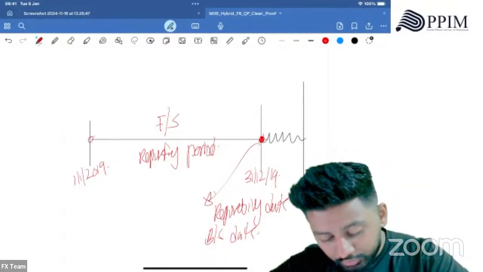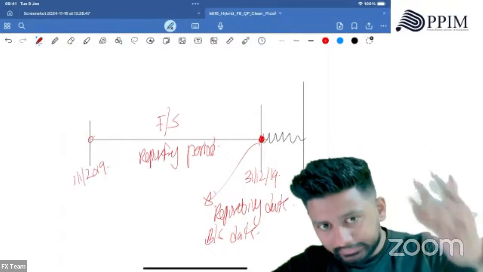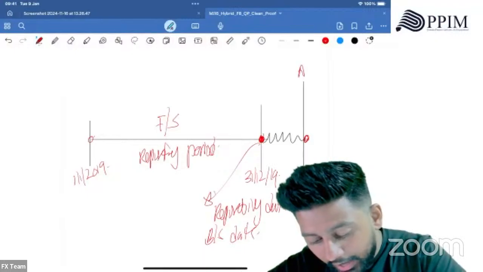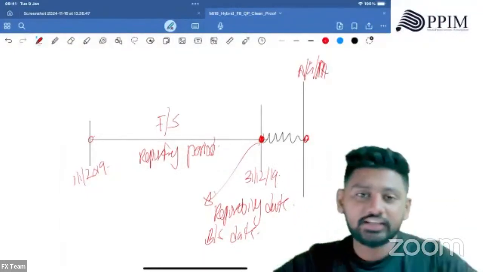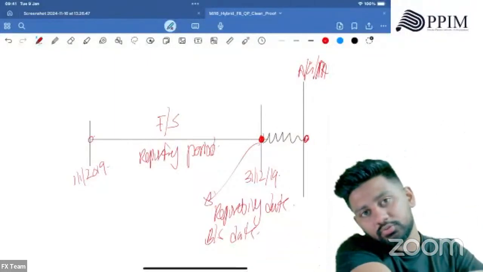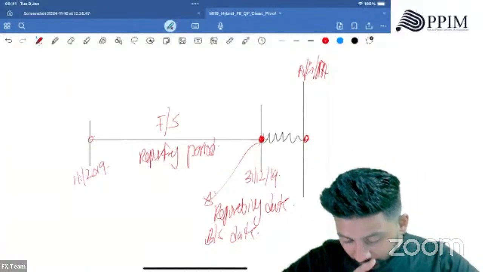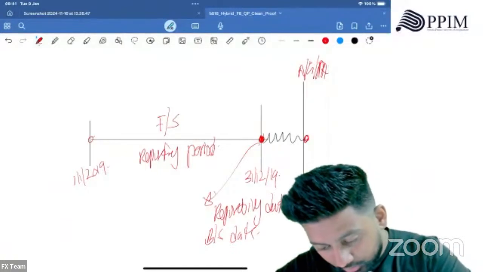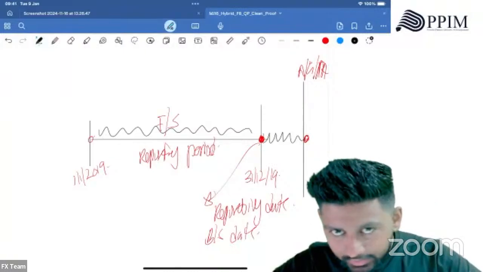Although this is your reporting date, your financial statements will not be released at this point. Your financial statements will be released after the financial year, when your annual general meeting is happening. So at your AGM, only then the financial statements will be issued to the shareholders. Are we clear?